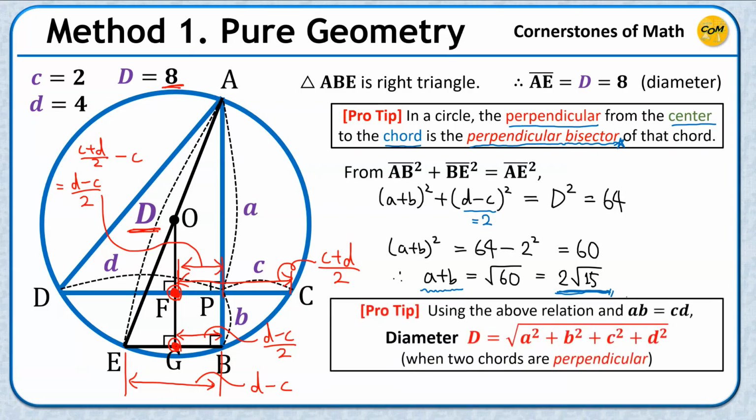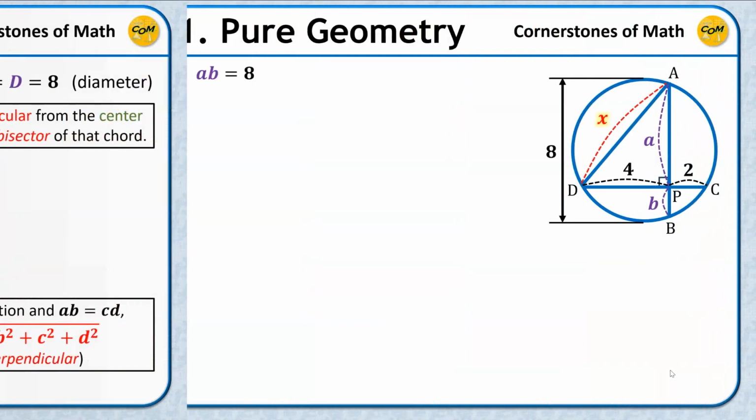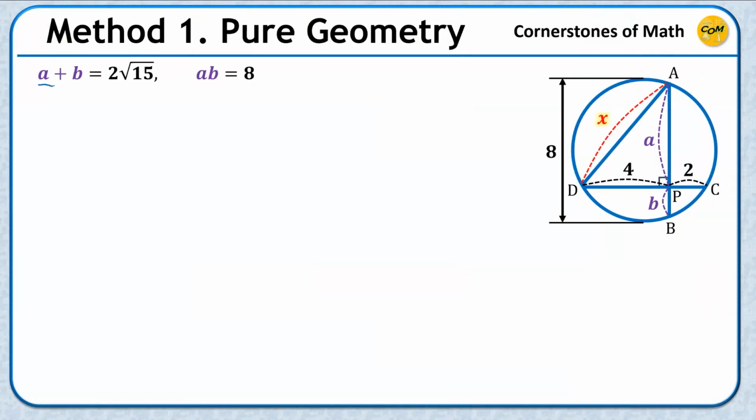By the way, using the above Pythagorean relation and the power theorem AB equals CD, you can obtain this neat-looking formula for the diameter of the circle, which is applicable when the two chords used in the calculation are perpendicularly intersecting. Anyway, back to the problem. We obtained that the sum a plus b is equal to 2 times square root of 15 and the product ab is equal to 8, and now it's time for some algebra.